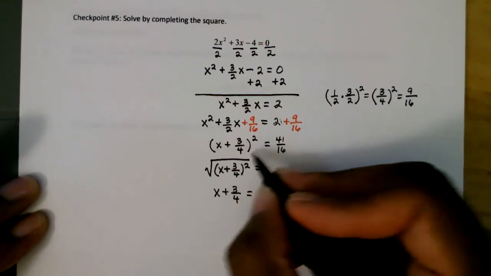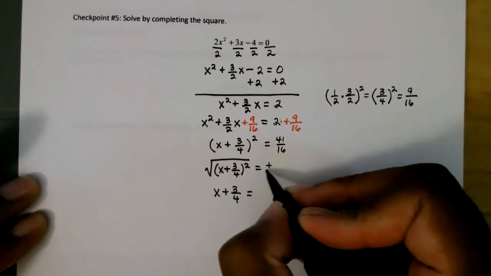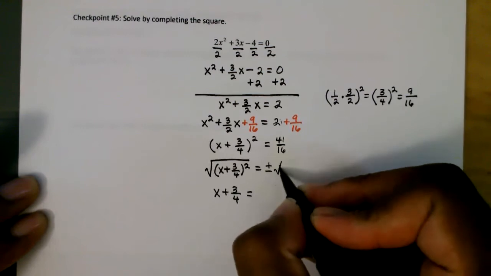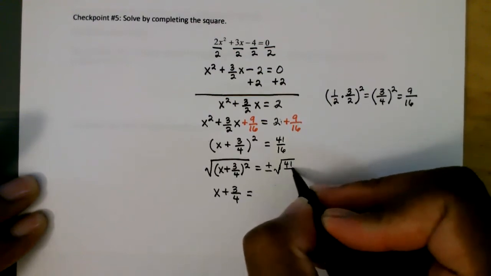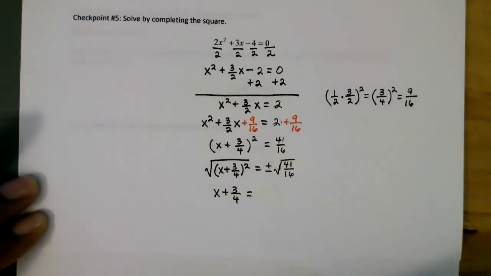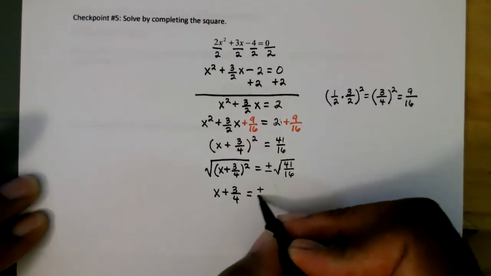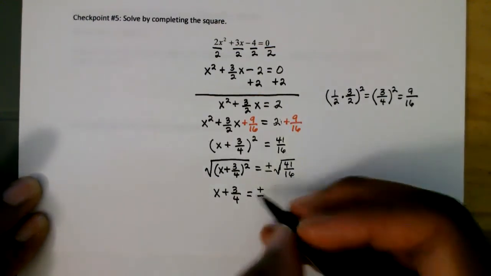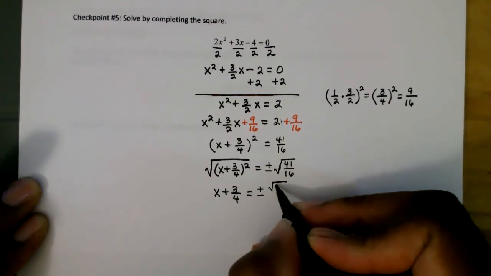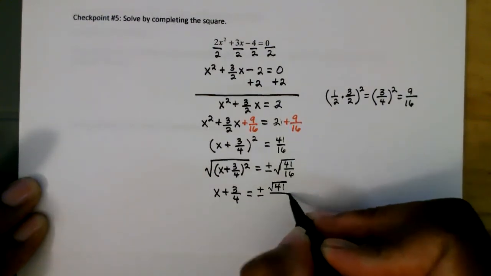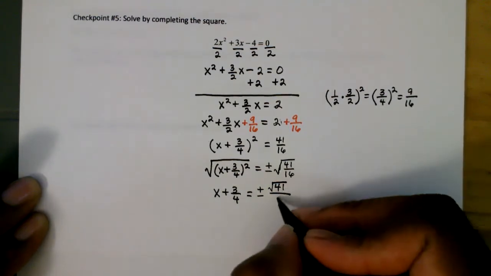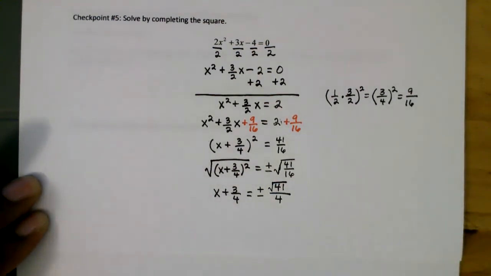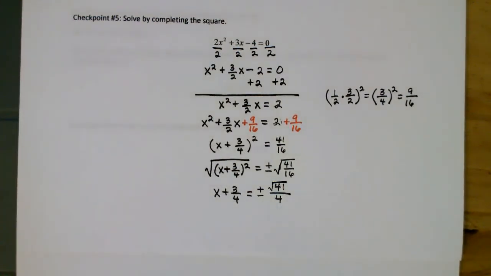And then, of course, the opposite of squaring something will be to take the square root, and I do need the plus or minus. So this will be the square root of 41/16. So here I'm going to have plus or minus. Now, the square root of 41, I'm not going to be able to take its square root to get a whole number. So I'll leave that underneath the radical, but I can take the square root of 16, which will be 4. So I get x plus 3/4 is equal to plus or minus the square root of 41/4.